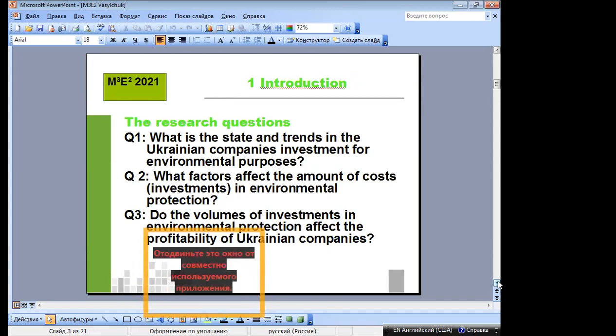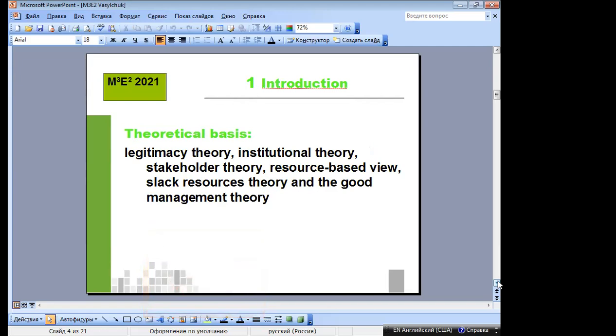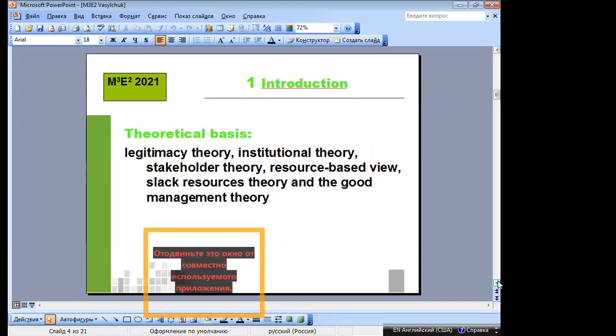The theoretical underpinning for analysis comes in the form of legitimacy theory, institutional theory, stakeholder theory, resource-based view, slack resource theory, and good management theory. Our study examined the relationship between ecological investment and financial indicators for Ukrainian companies on the basis of proposing appropriate hypotheses with different determinants. You can see on slides 5 till 8.